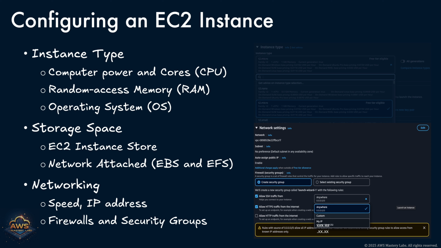Finally, networking, which is another critical element. When launching an instance, you configure its network performance, assign private or public IP addresses, and define how it communicates within your Amazon VPC. To protect your instance, you use security groups, virtual firewalls that control inbound and outbound traffic based on defined rules. All of these configuration choices, from compute and memory to storage, networking, and security, work together to ensure your EC2 instance is tailored to your application's specific needs.